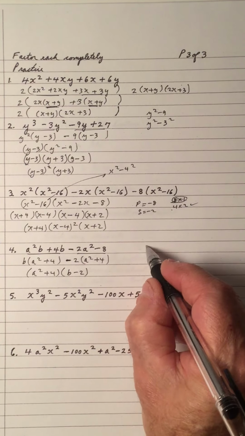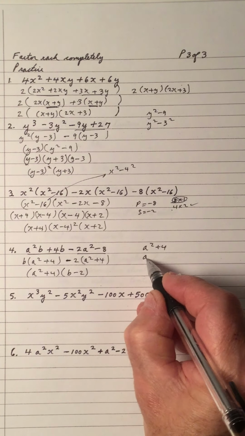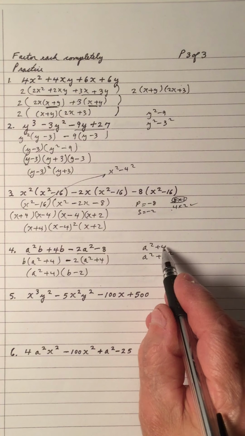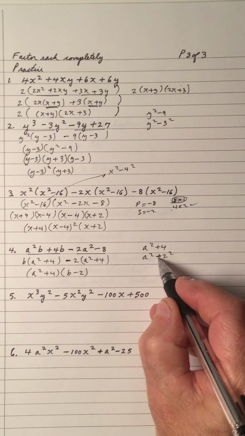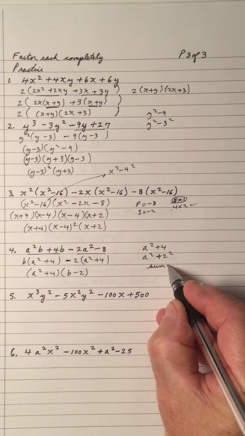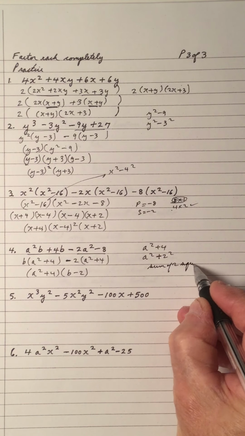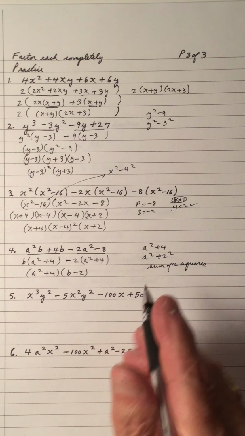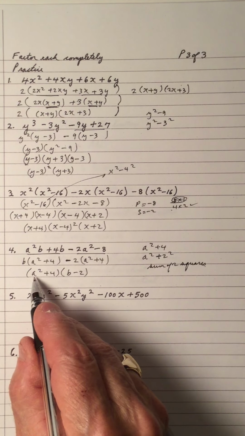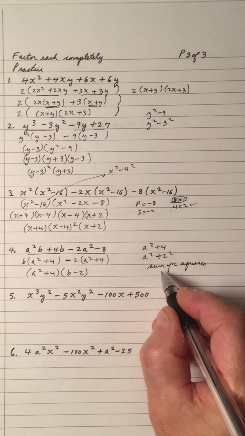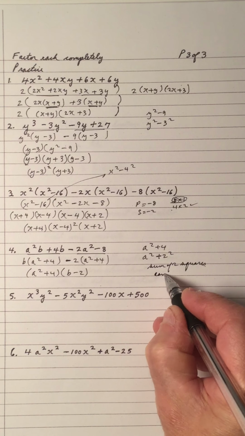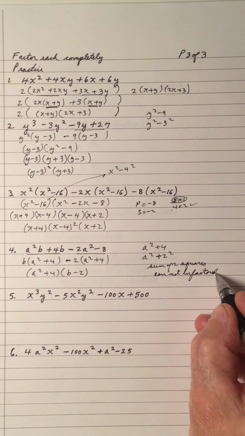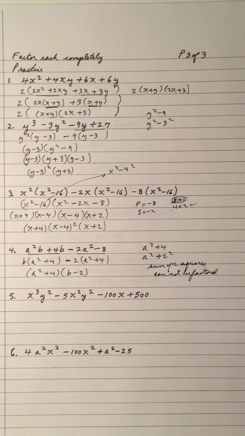And notice this time we have an a squared plus 4. That's an a squared plus 2 squared. There's a squared and 2 squared, but it's a sum of 2 squares. And if you review Factoring 1, the section on the sum of 2 squares, a squared plus 4 is the sum of 2 squares, and that cannot be factored into real numbers. That's as far as we can go.